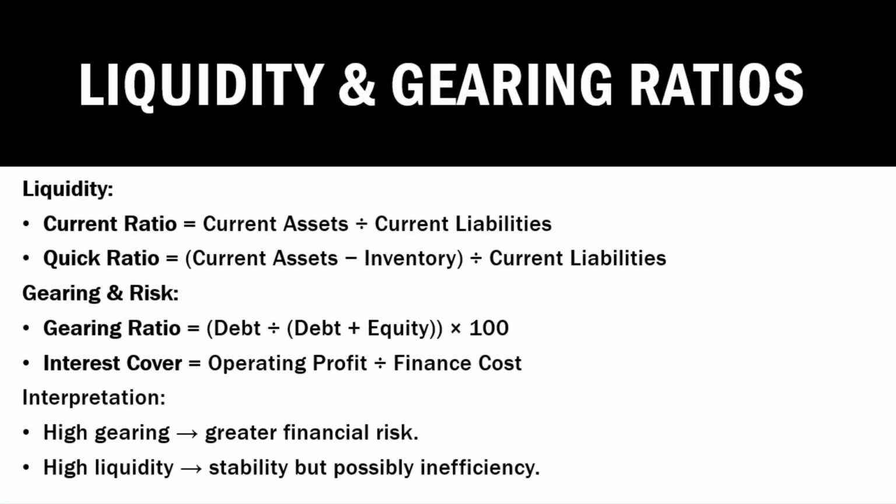Liquidity ratios assess short-term solvency. Current ratio equals current assets divided by current liabilities. Quick ratio equals current assets minus inventory, divided by current liabilities. A ratio near 1.5 to 2 is healthy for most industries.